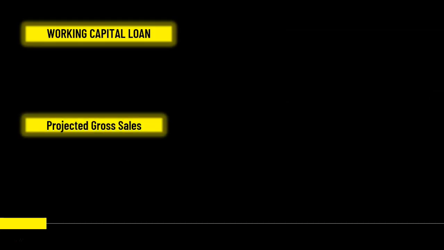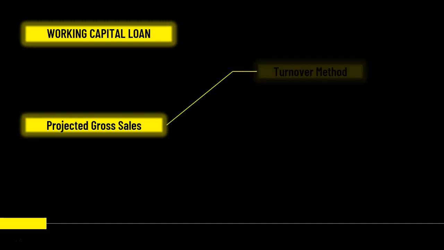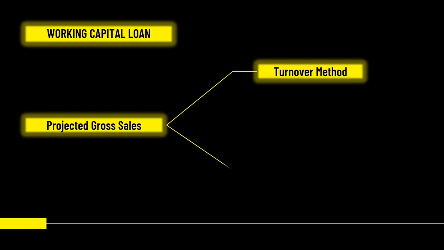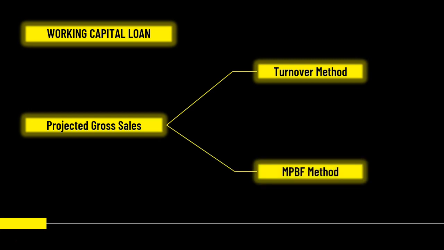If it is a working capital loan, then by looking at the projected gross sales, you can quickly decide if the limit you are planning to sanction can be accommodated in a turnover method or MPBF will be required. Based on that, you need to frame your questions for the customer.